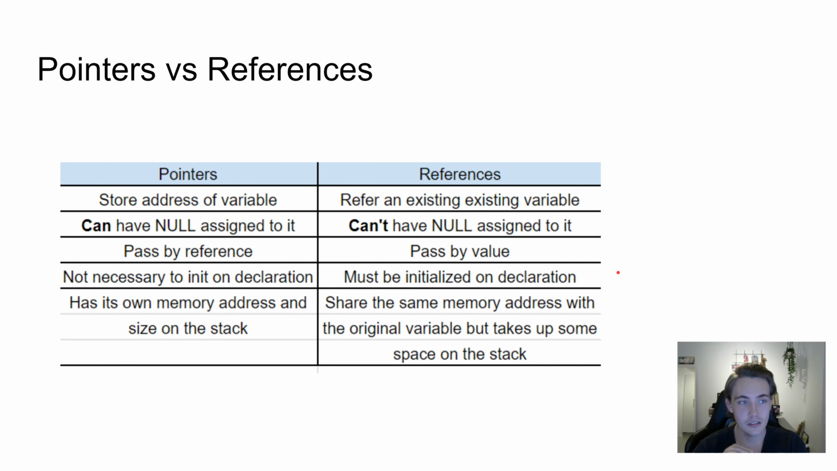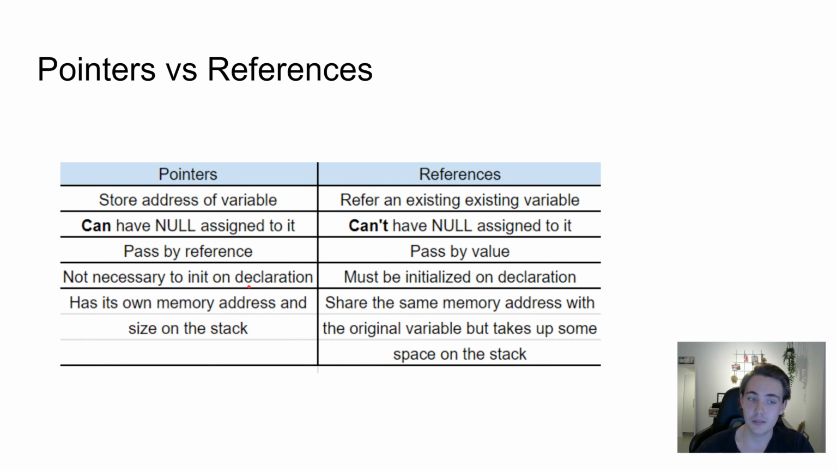One of the last examples is when we compare pointers and references. Here we can see that pointers store the address of a variable, whereas references refer to an existing variable. Pointers can be assigned null, so a pointer won't point to anything in memory. We can't do that with references, because we can't assign null to them; they need to be initialized with a declaration, as I wrote down here.